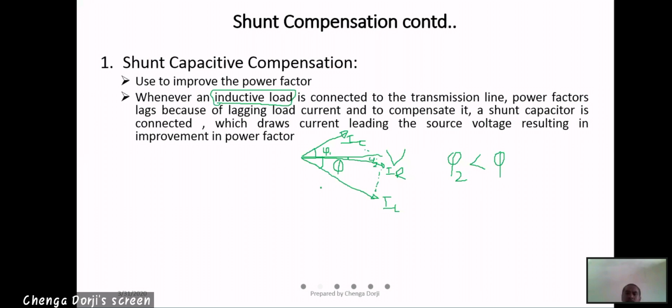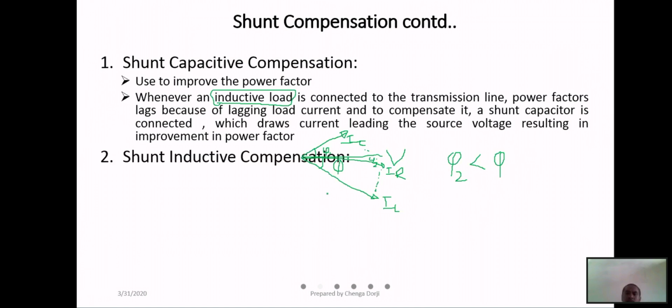So in order to improve the power factor, a shunt capacitor is connected. Then the second type you have is shunt inductive compensation. Here an inductor is connected in parallel with the system.